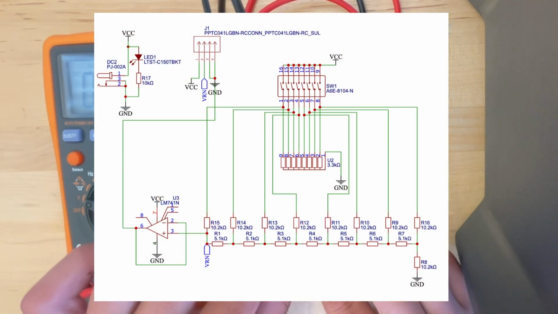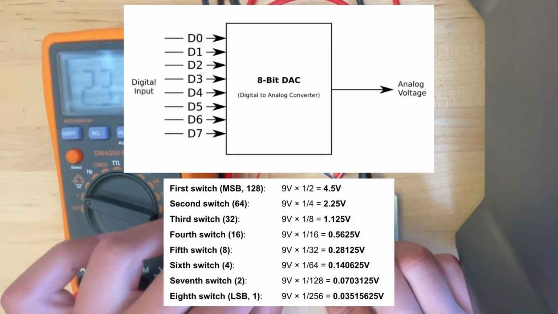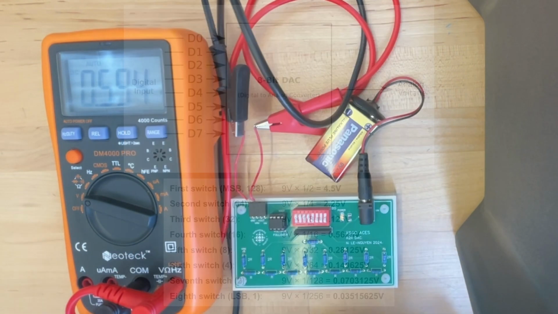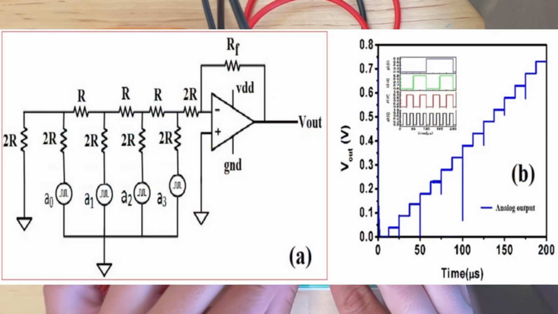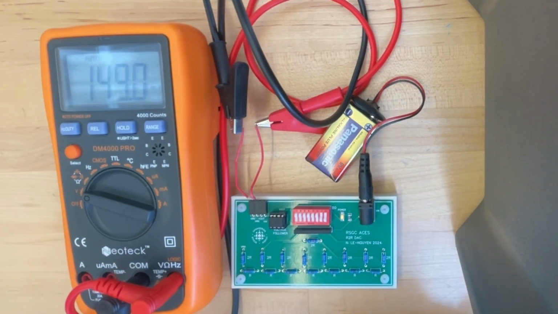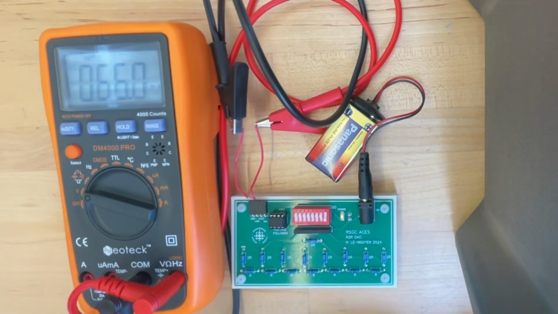In summary, the R2R DAC works by using a series of resistors to divide a reference voltage in a precise manner based on binary input. Each switch in the dip rocker corresponds to a binary bit, and as the switches are toggled, the voltage output changes incrementally. The op-amp ensures the output remains stable and accurate, creating a smooth, stepped analog signal from the digital input. This process allows for converting digital signals into corresponding analog voltages efficiently and precisely.